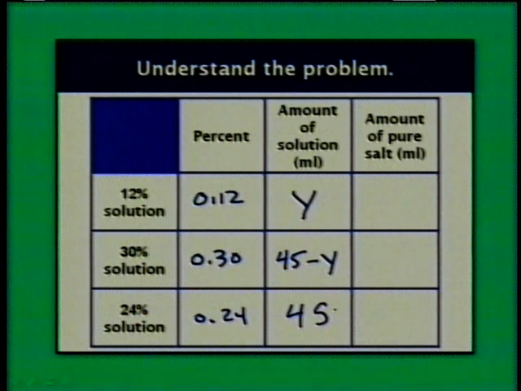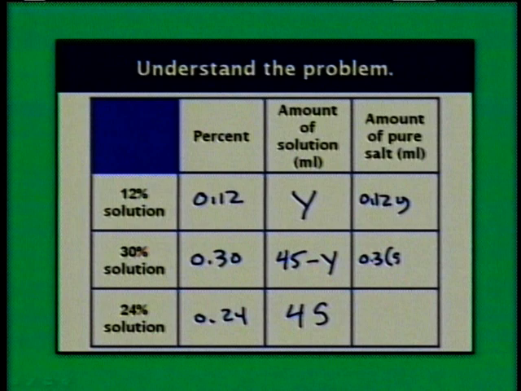Now let's think about the amount of pure salt. We have 12% of Y milliliters coming from the 12% solution, 30% of 45 minus Y milliliters of the 30% solution, and 24% of 45 milliliters of the 24% solution.